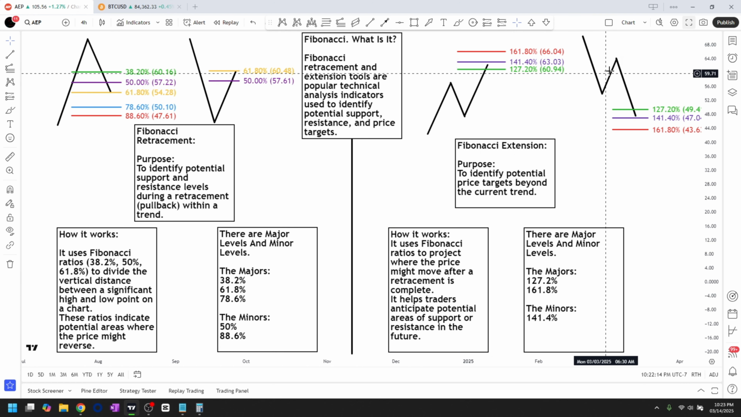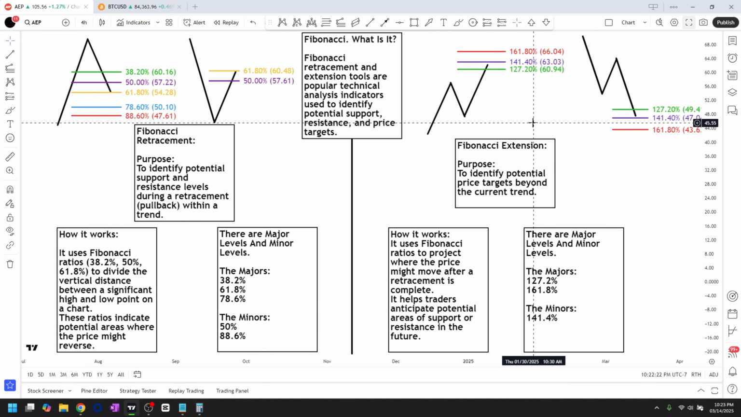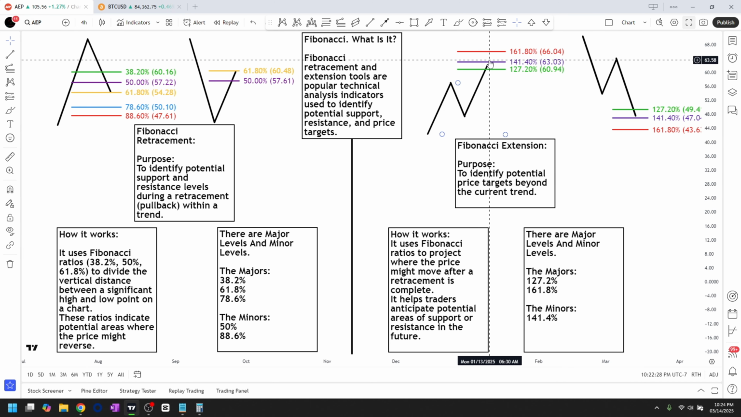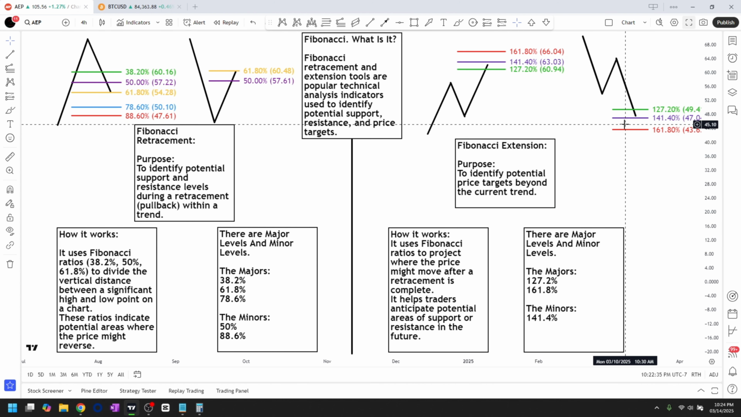A lot of times that extension right there, when it's done, if you look left, because of course you always want to look left, structure leaves clues, there's going to be, in this case right here, support there. In this case right here, when this part is done, there's going to be resistance right there. So one more time, there are major and minor levels on the extension side too.